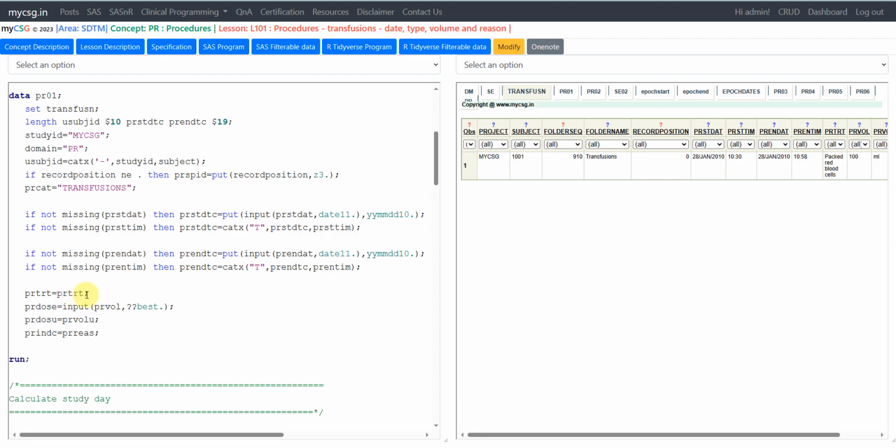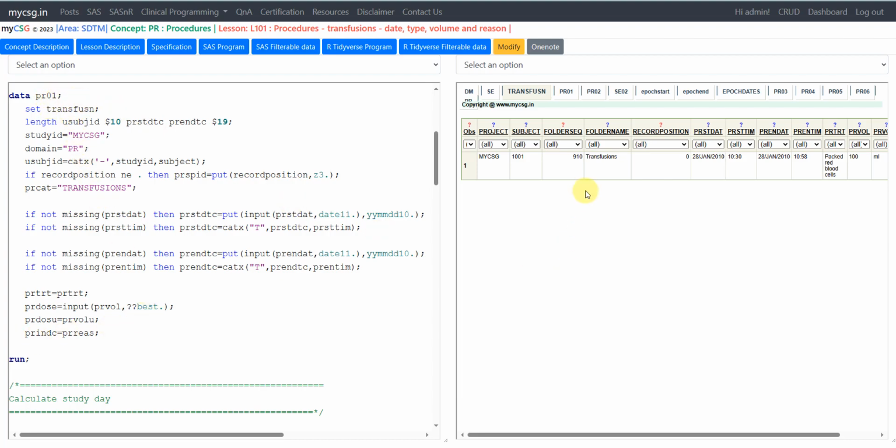And then for PRTRT, it was a copy variable from PRTRT, so I am assigning the value from PRTRT again to PRTRT. And then for PRDOSE, we were asked to convert the value present in PRVOLUME to PRDOSE. PRVOLUME is present as a character variable, so I am converting that to numeric format using the input function and the BEST. informat. And then for PRDOSU, we were asked to populate it with the value coming from PRVOLU, which is nothing but the unit of volume. And for PRINDC, we were asked to use the value from PRREAS, so we are assigning that to the PRINDC variable.